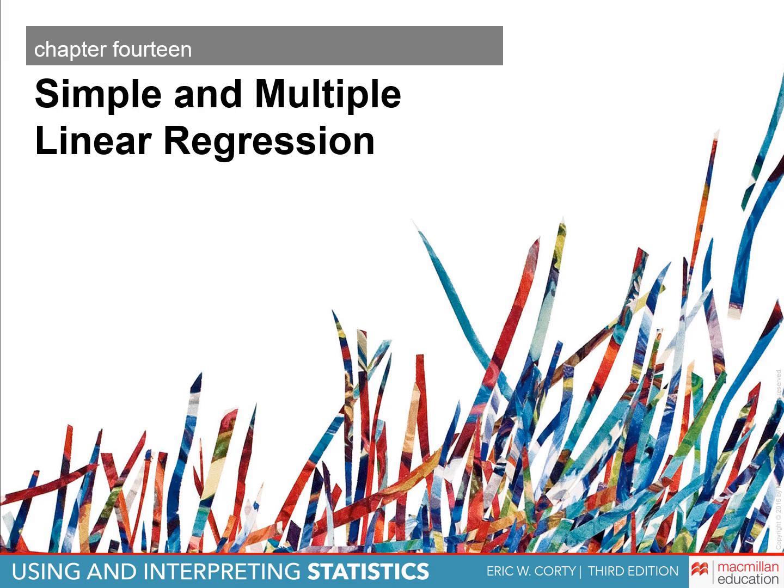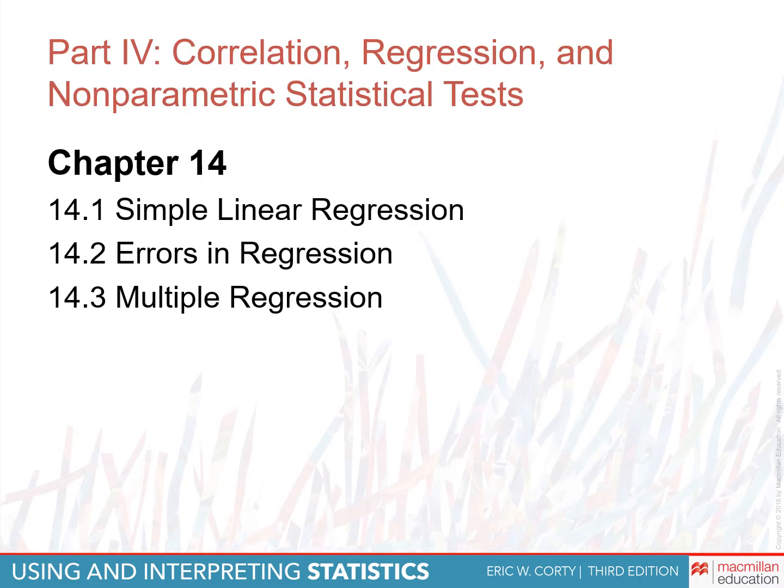Hi, everyone. In this lecture, we're going to continue our conversation on the association between two variables. We're going to learn about simple and multiple linear regression. First we're going to talk about simple linear regression, which is when you look at the association between two variables. Then we're going to talk about errors in regression. Then we'll talk about multiple regression, which involves looking at the impact of multiple explanatory variables on an outcome variable.